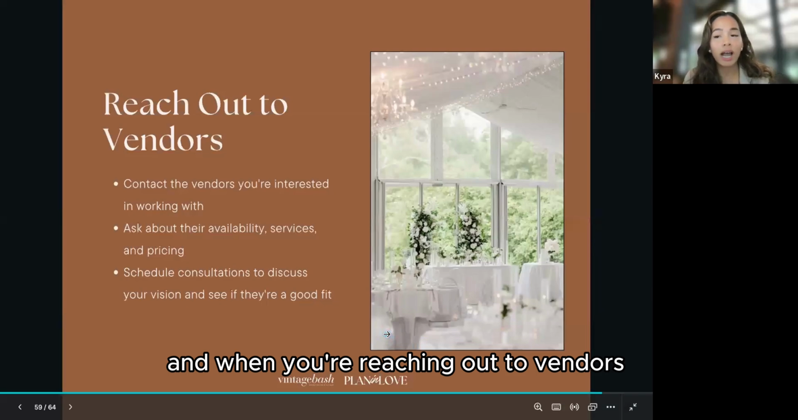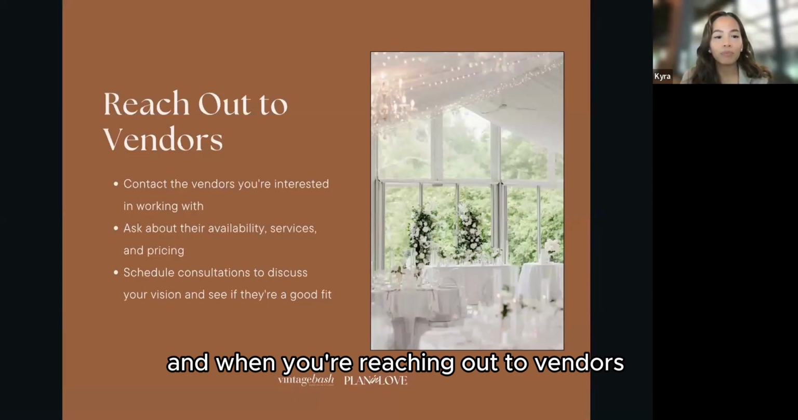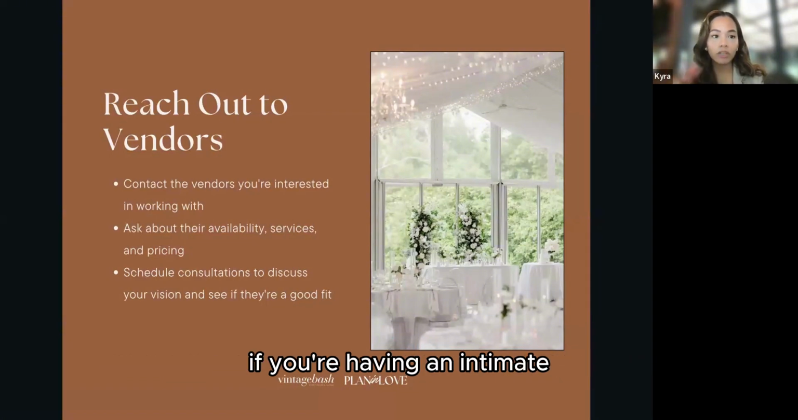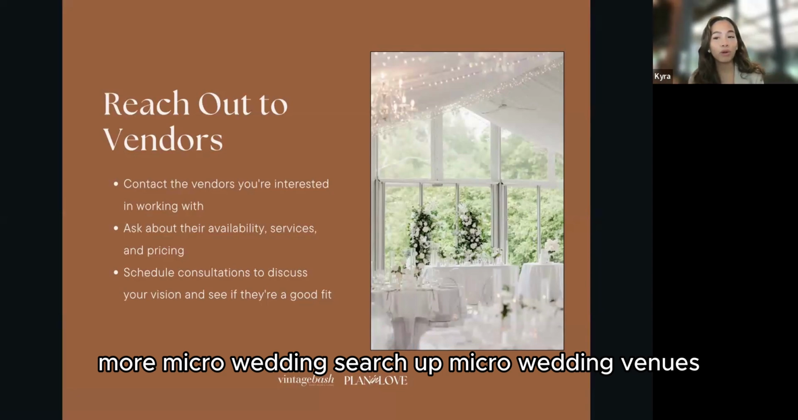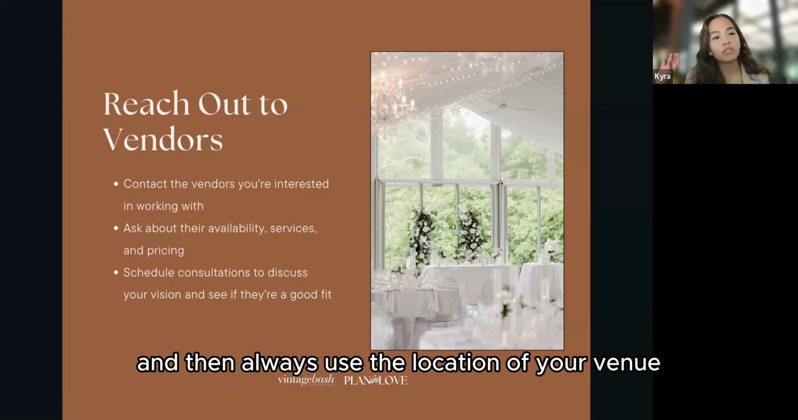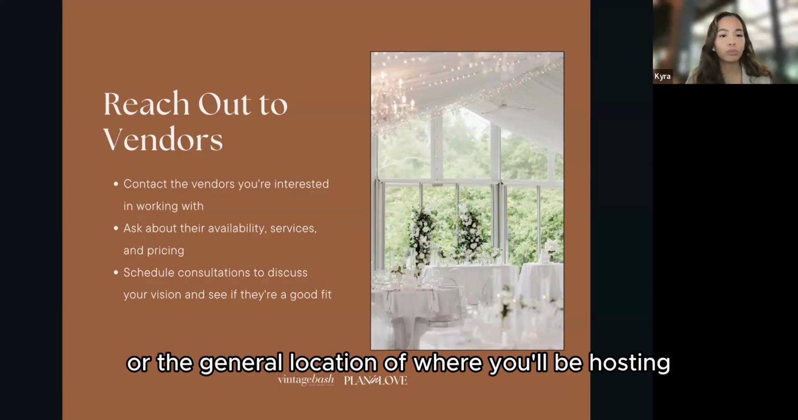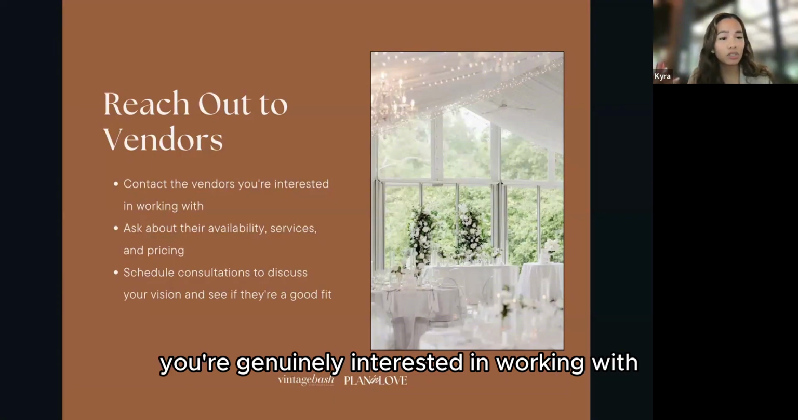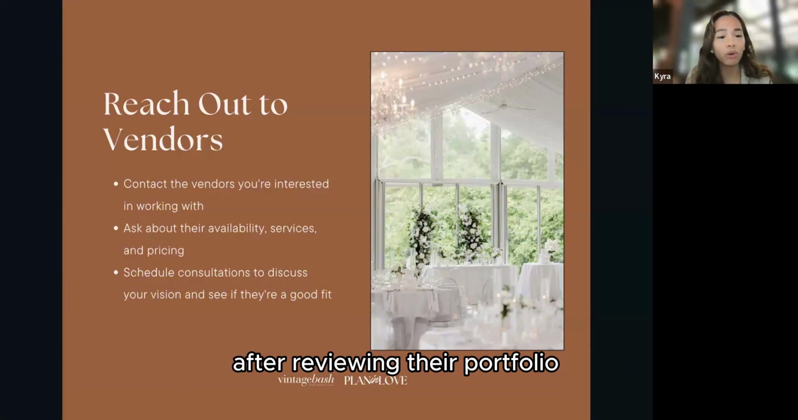And when you're reaching out to vendors, try and use specific keywords to find ones that match your style and needs. For example, if you're having an intimate, more micro wedding, search up micro wedding venues Toronto or micro wedding photographer. And then always use the location of your venue or the general location of where you'll be hosting the wedding. Make sure you're contacting vendors that you're genuinely interested in working with after reviewing their portfolio.